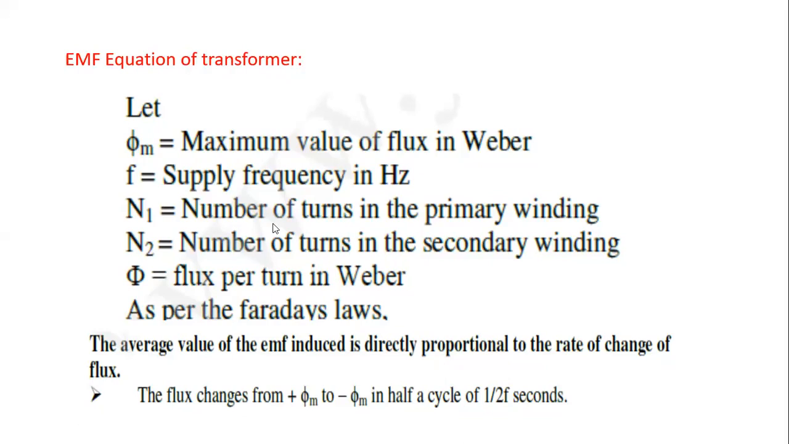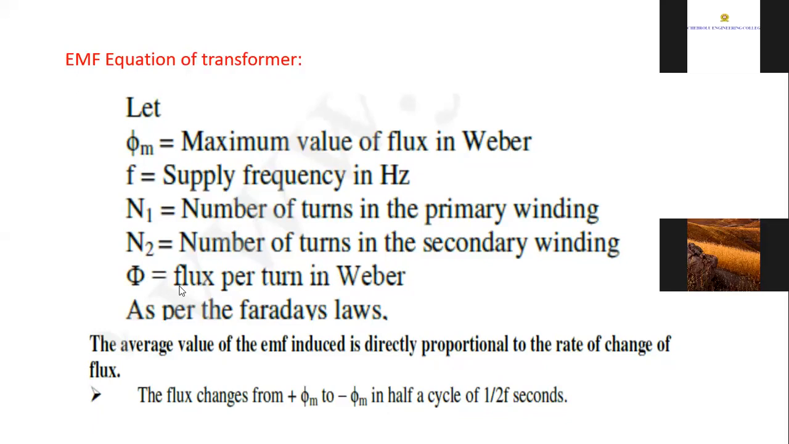The unit of frequency is Hz. N1 is the number of turns in the primary winding. N2 is the number of turns in the secondary winding. Phi is the flux per turn in Webers.